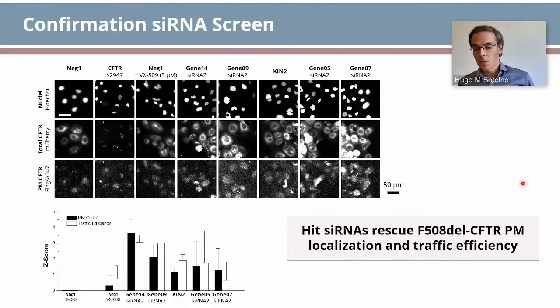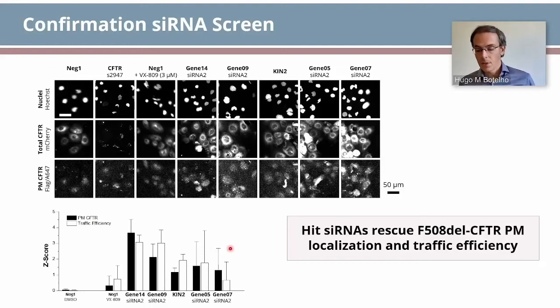Here is a small set of microscopy images from cells treated with hit siRNAs. On the left, we have control cells treated with the non-targeting NEG1 siRNA. Knocking down the CFTR gene significantly reduces mCherry fluorescence, indicating high transfection efficiency. Then, treatment with VX809 or a selection of hit siRNAs significantly enhances the levels of plasma membrane CFTR, as also quantified below.